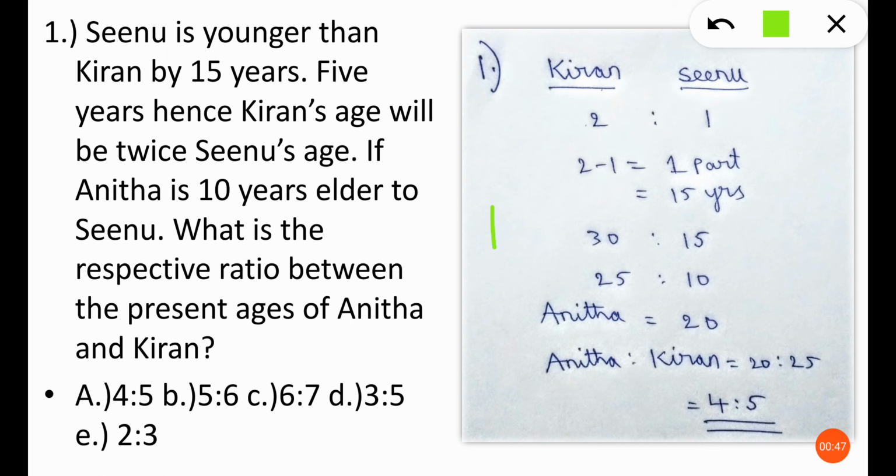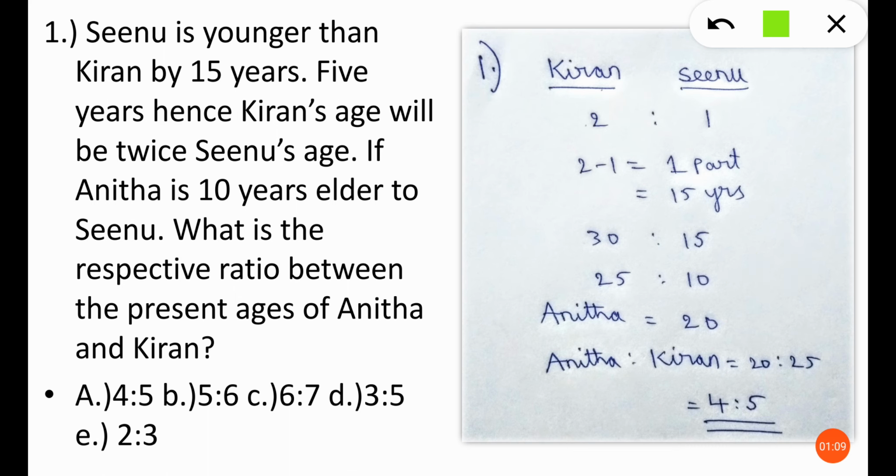This is after 5 years. 5 years hence means after 5 years. So the present ages will be 30 minus 5 and 15 minus 5, 25 and 10 years. Their present ages are 25 and 10. Anita is 10 years older to Seenu. So 10 plus 10 equal to Anita's age, 20 years.